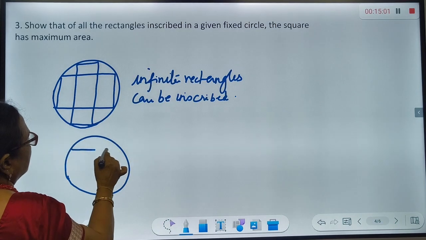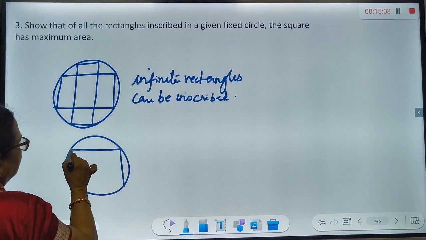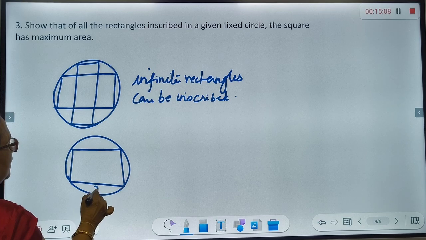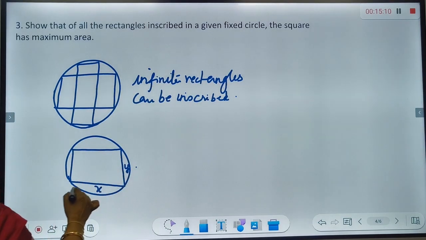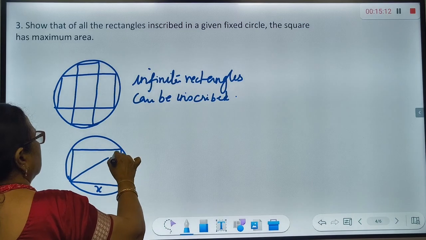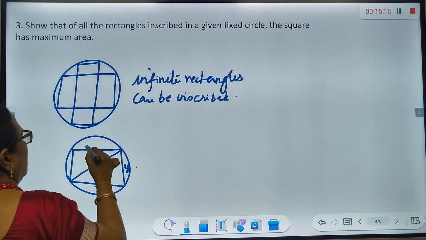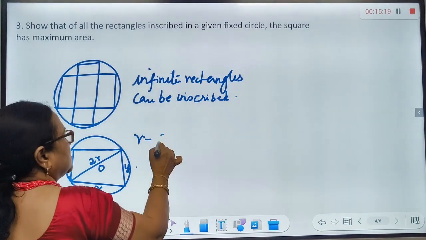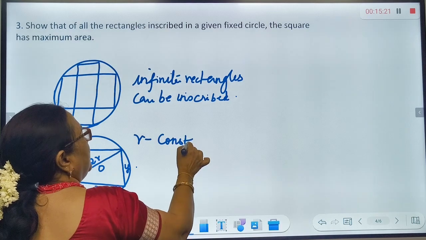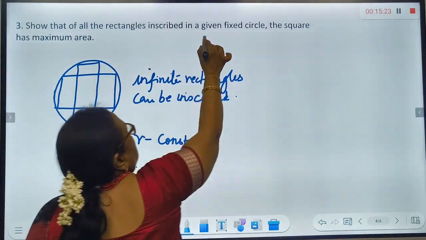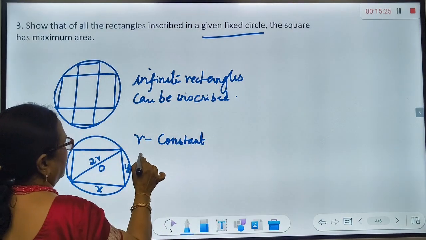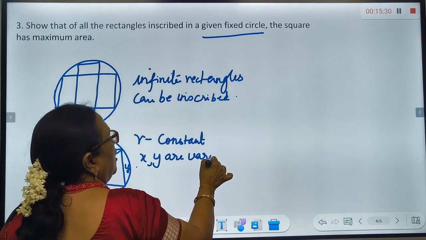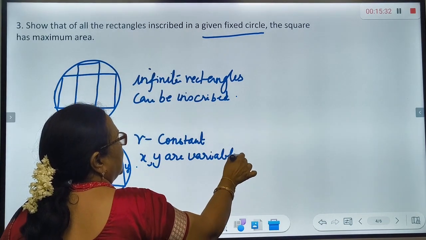Now let me draw a rectangle. Let the dimensions of the rectangle be x and y. Let r be the radius of the circle. So diameter is 2r. Okay, so r is a constant. Why? Because the circle is fixed. x and y are variables because you can draw infinitely many rectangles.